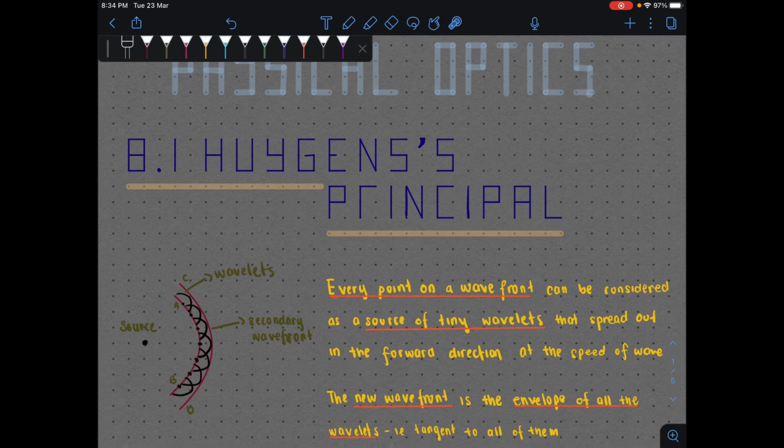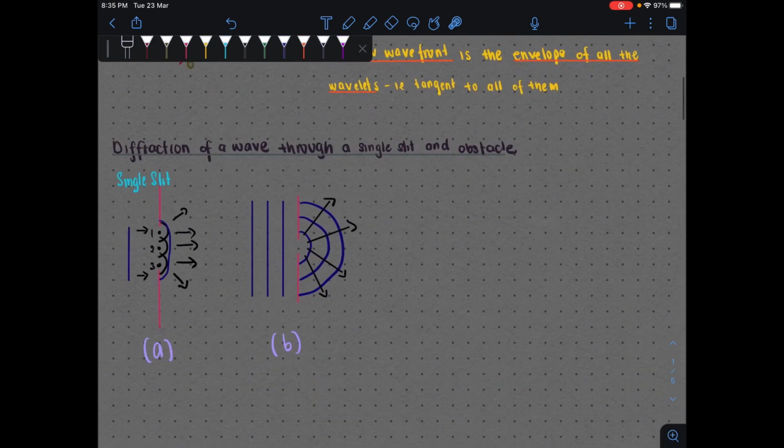All these tiny wavelets spread out in the forward direction at the speed of the wave. Then the tangent of all these wavelets will produce a new wavefront, which we call the secondary wavefront. And this process continues. Every point on this new wavefront will also act as a source and produce many tiny wavelets, and then the tangent of the wavelets is going to produce another wavefront. This process continues. This is the Huygens Principle.